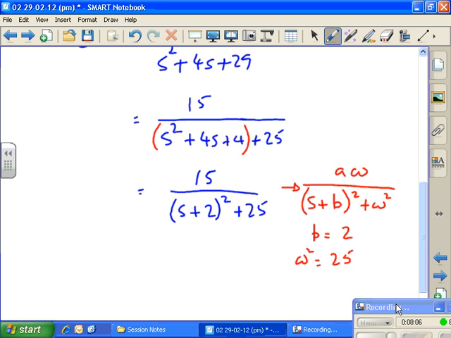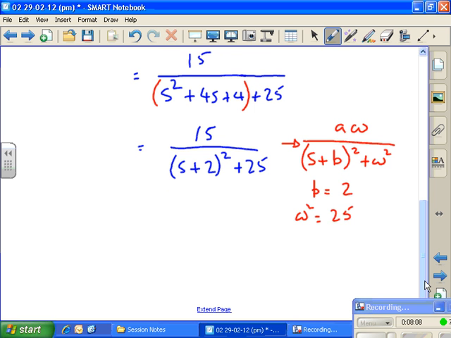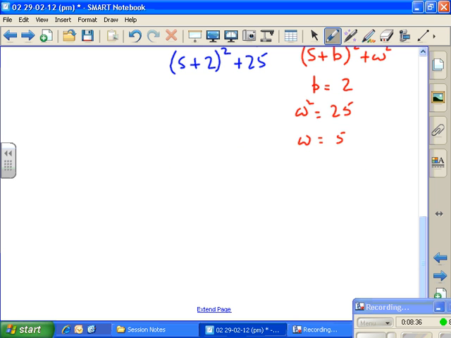So we can find omega, which is 5. All we need to do now is find out what A is. How do we do that? You know omega's 5, don't you? Yep, you've got a little equation you can solve.